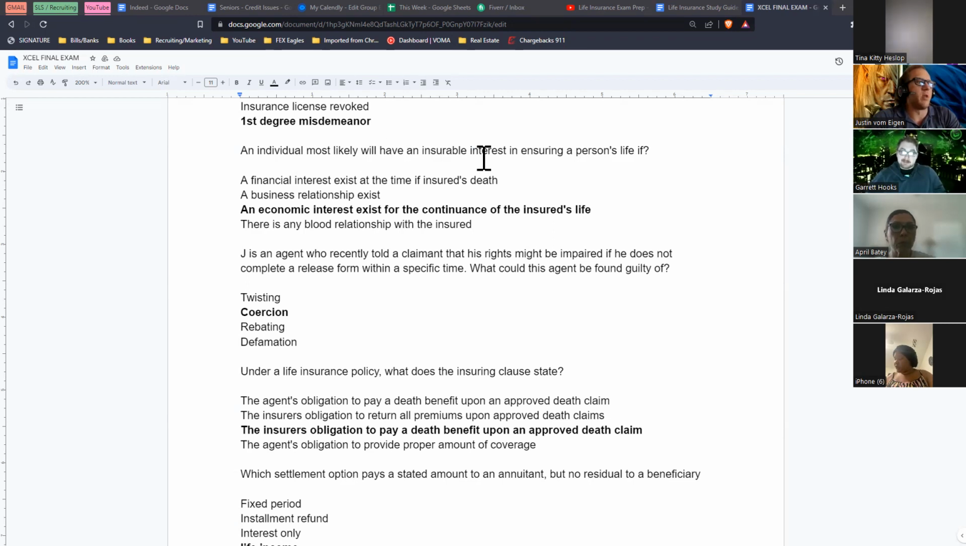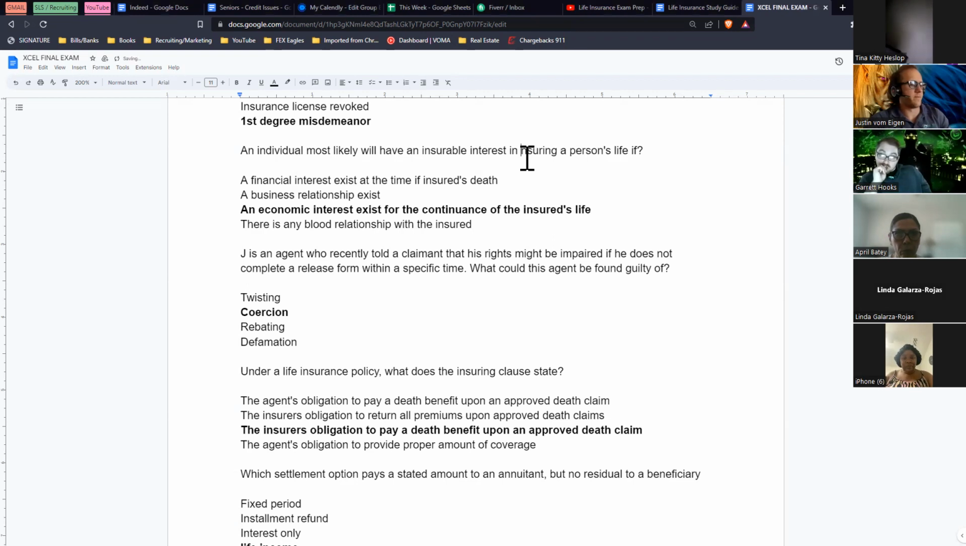An individual most likely will have an insurable interest in insuring a person's life if a financial interest exists at the time of the insured's death, a business relationship exists, an economic interest exists for the continuance of the insured's life, there's any blood relationship with the insured. So insurable interest means I have an economic interest in you living. Right? Does that make sense? If anybody here is married, then there's probably an economic interest in the other person being alive.